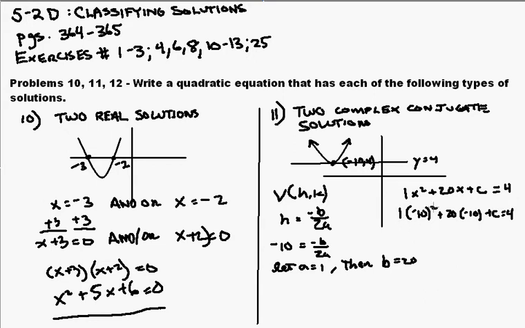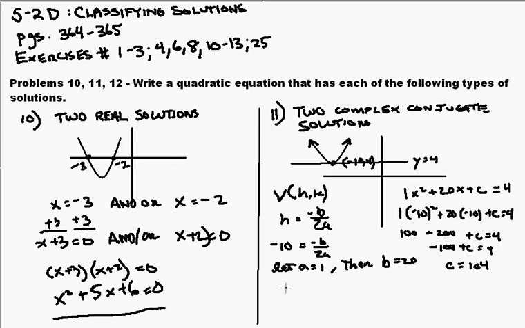This becomes 100. This becomes minus 200 plus c equals 4. This becomes negative 100 plus c equals 4. Therefore, c has to be equal to 104. C has to be equal to 104.